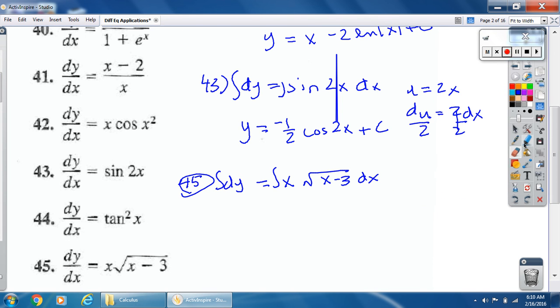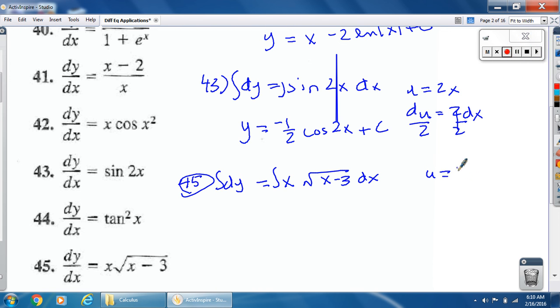Don't forget all of your antiderivative strategy. So I'm going to let u equal x minus 3. du is equal to dx. And x is equal to u plus 3. So there's my stubborn x replacement. So when I do, let me make a little more room down here.